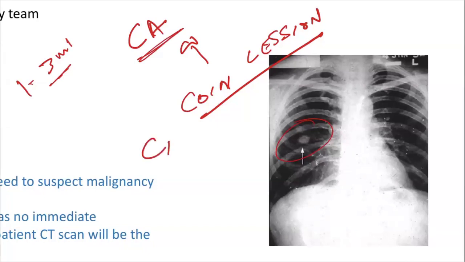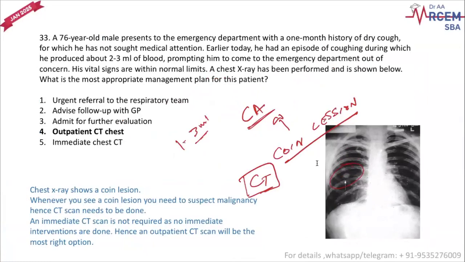This patient requires a CT scan to get a better understanding of the lesion, what is present there. Now the question is whether to get the CT scan done immediately or later on an outpatient basis. It is a cancer you're thinking of. If there is a delay by 1 month, nothing will happen. Immediately you will get it done only if the patient requires an immediate CT scan. So an outpatient CT scan can be done within a week or 2 weeks. It doesn't require to be done immediately. This is a coin lesion, which is suggestive of a cancer.